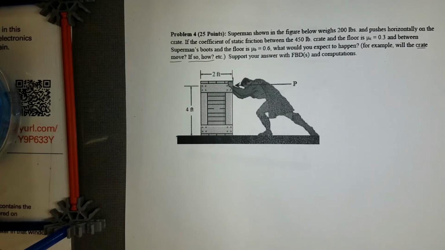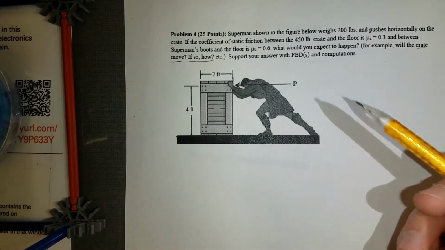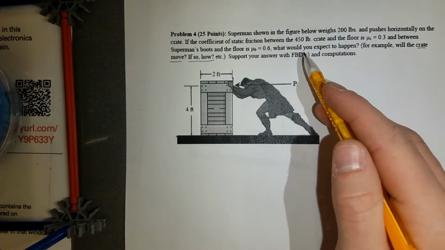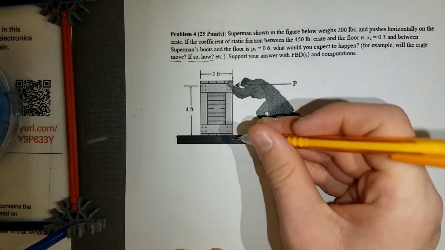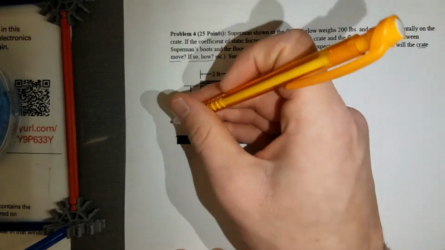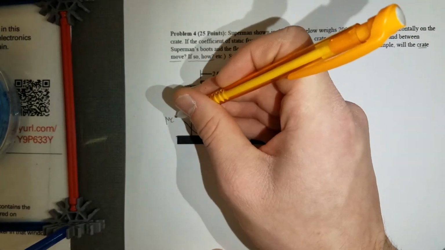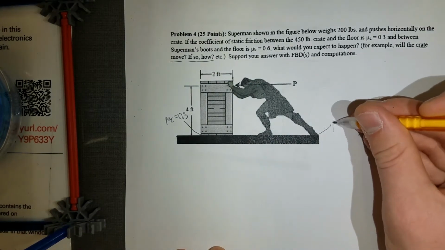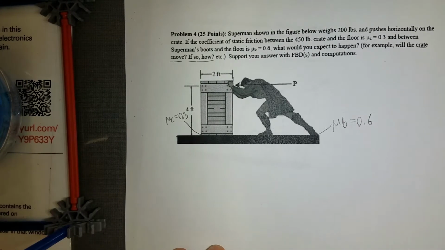So ultimately, we're looking at this situation here with Superman pushing on the box, and we need to think about the different things that could happen in this situation. It all depends on what friction is. If we take a big look at this situation, what we know is that between the crate and the ground here, we've got a coefficient of friction equal to 0.3. And between his boots, we can say the coefficient is 0.6.